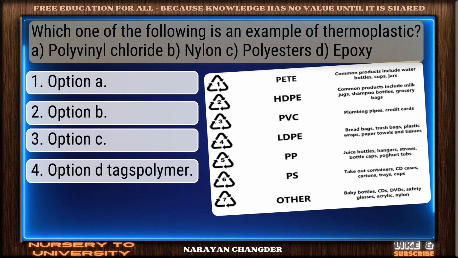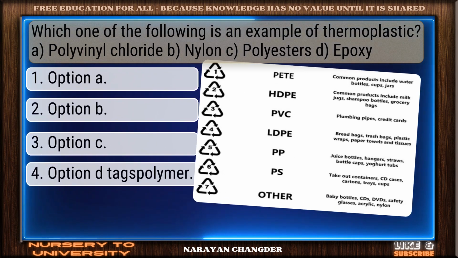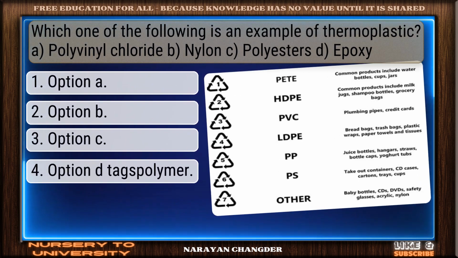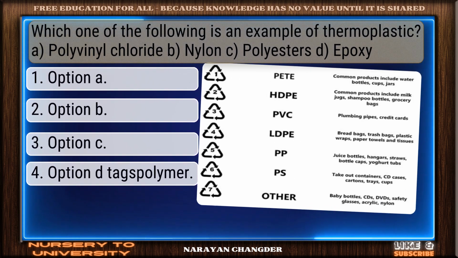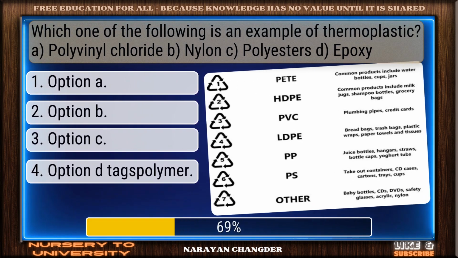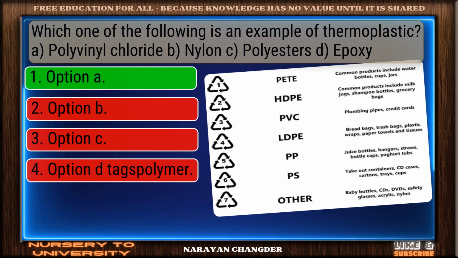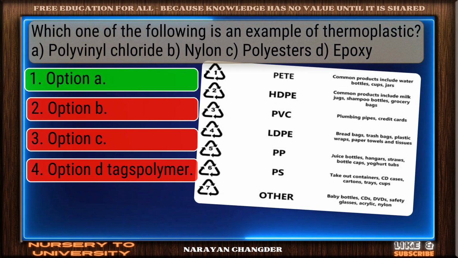Which one of the following is an example of thermoplastic? A. Polyvinyl chloride, B. Nylon, C. Polyesters, D. Epoxy. Smart pick. Option A is the correct choice.